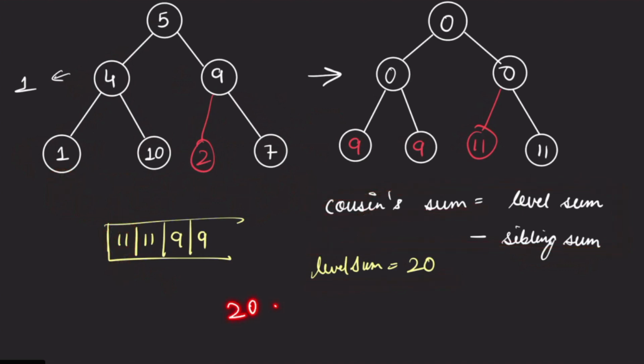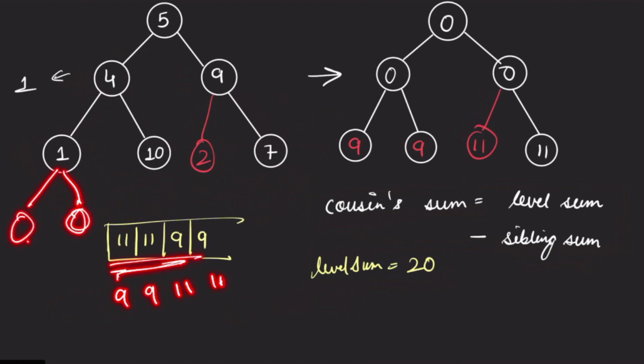So that will give you 20 minus 11, which is 9. So whatever is this particular node, you will update its value to 9. So that's what you need to do. So now all of these will be updated with 9, 9, 11, 11. And then again, if there would have been any childs, then you would calculate their sibling sum and then you would replace these values with the sibling sum and then insert into the queue, right? So this is the approach that we are going to follow for finding out the cousin sums.